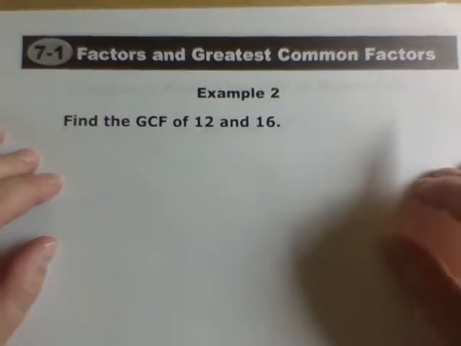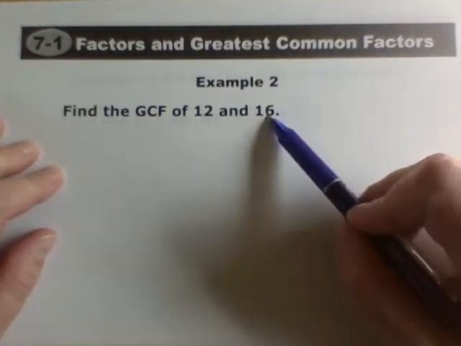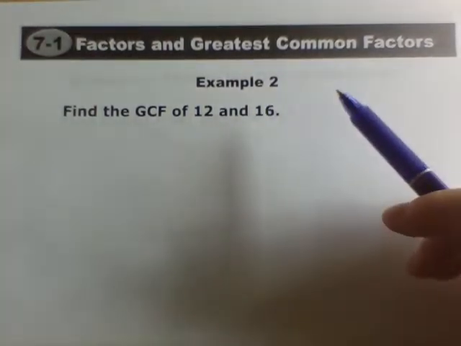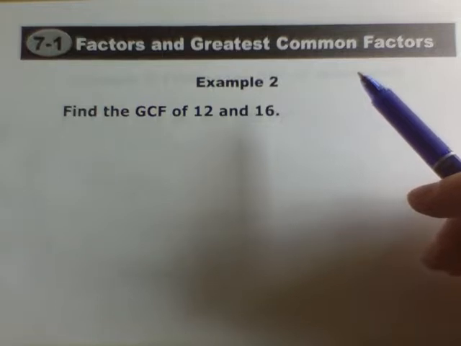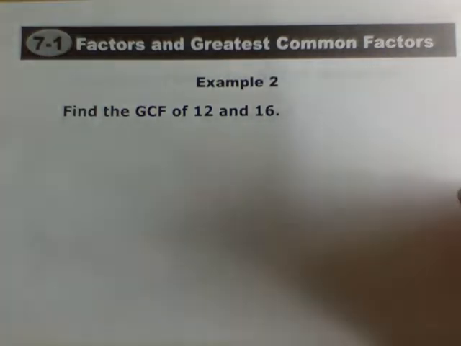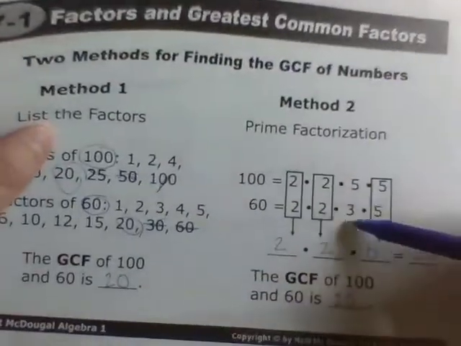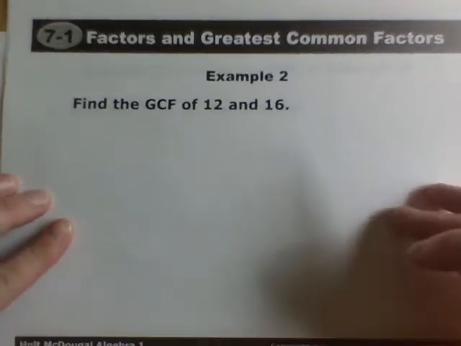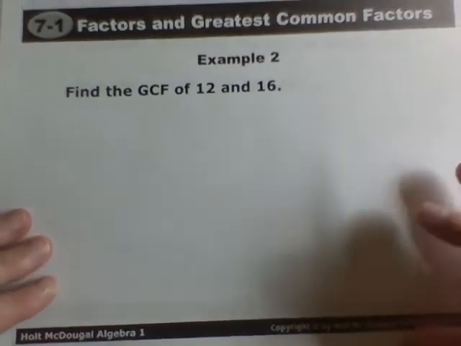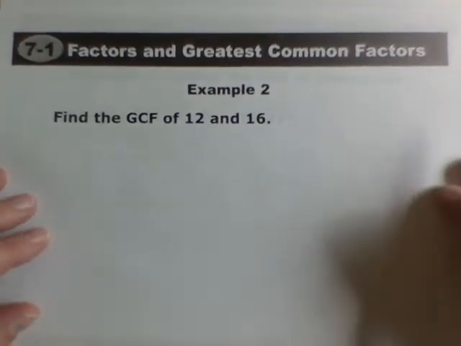All right. So we need to find the GCF of 12 and 16. And again, if you go back to the previous slide where we did this for just numbers, you could do method 1 where you list them all, or you could do method 2, which does the prime factorization. So I'm going to go ahead and do the prime factorization because that's going to come in handy later.